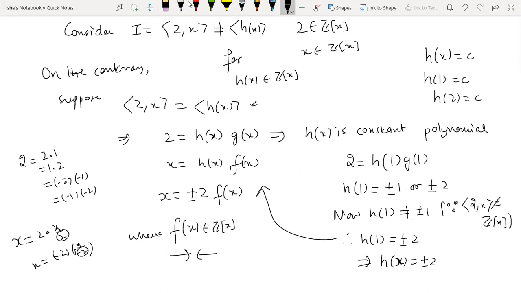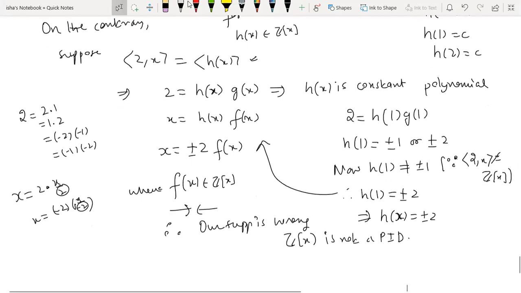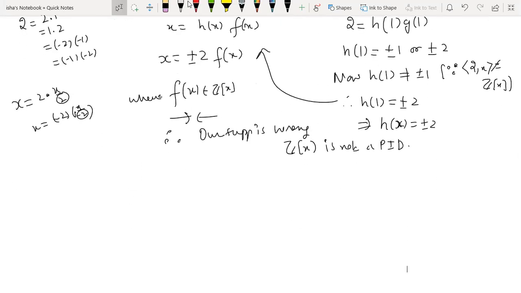So whatever possibilities we had for h(1), plus minus 1 or plus minus 2, they are leading us to a contradiction. Therefore our supposition is wrong. This Z[x] is not a principal ideal domain. We started with a very simple example of an ideal generated by two elements that is not generated by a single element. You can create plenty more examples on similar lines. So this is the example we have for a UFD which is not a PID.